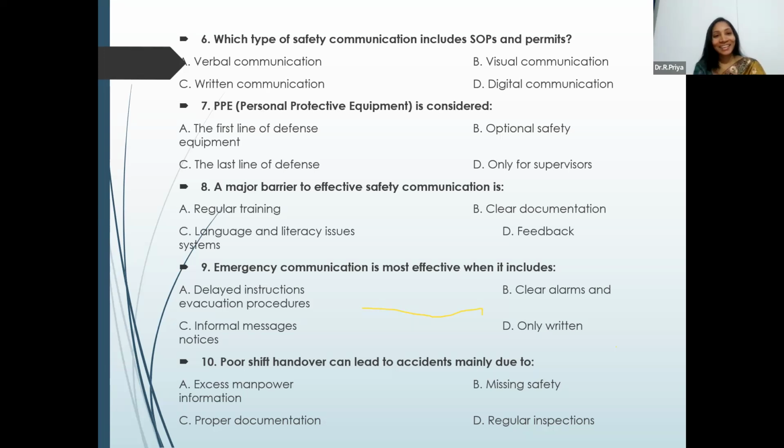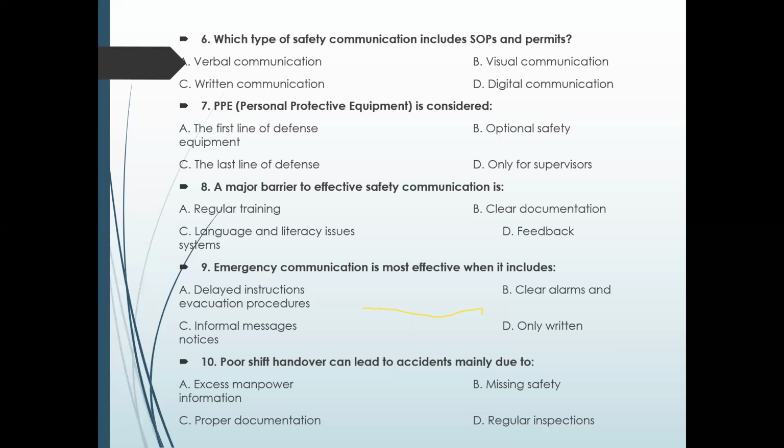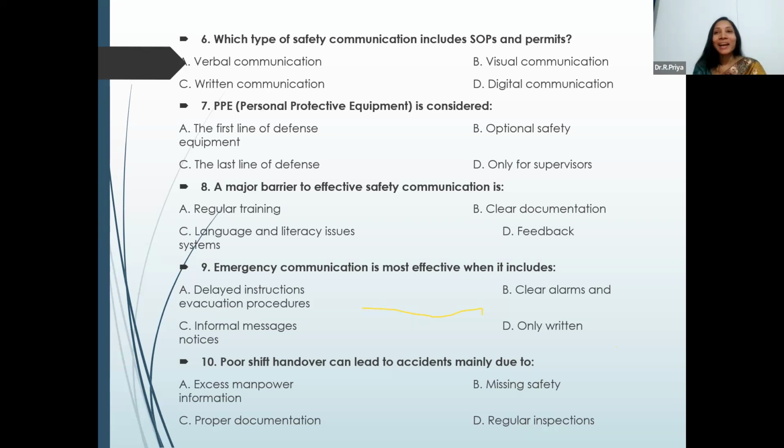Can you please explain why you are choosing C? C is the last line of defense, and as per the hierarchy of control, PPE is the last resort. You have to start with elimination, substitution, engineering, and administrative controls before PPE. So, what is the first line of defense? Elimination. Very good.